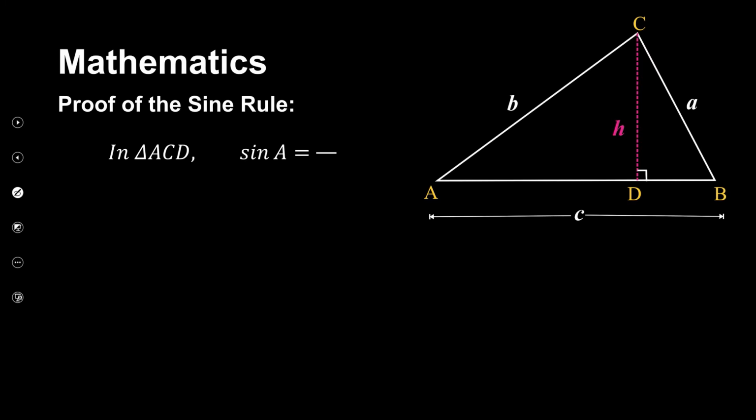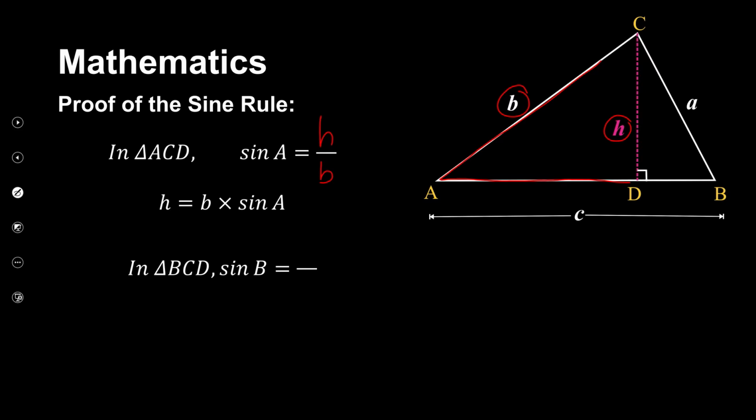Okay, now if we look at triangle ACD, this triangle here, if I try and write out a formula for sine of A, similar to earlier, it's going to be opposite over hypotenuse. So it's going to be H over B. And then we're just going to rearrange this to make H the subject of our formula, and we're going to end up with H is equal to B times sine A, because we've just multiplied throughout by the B.